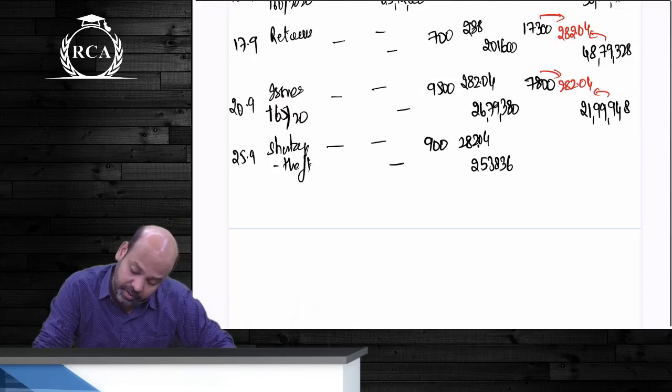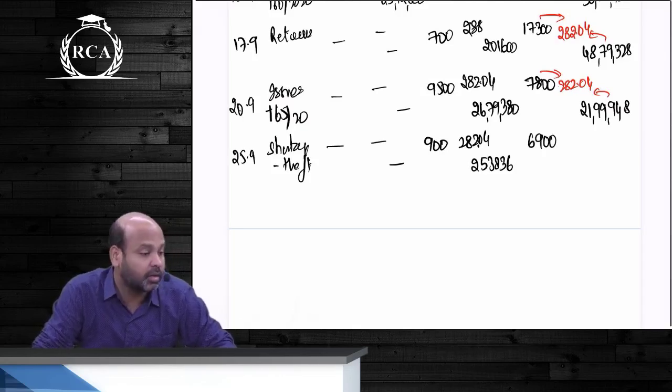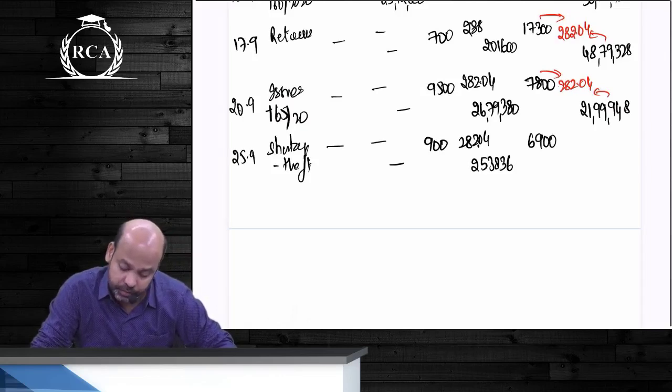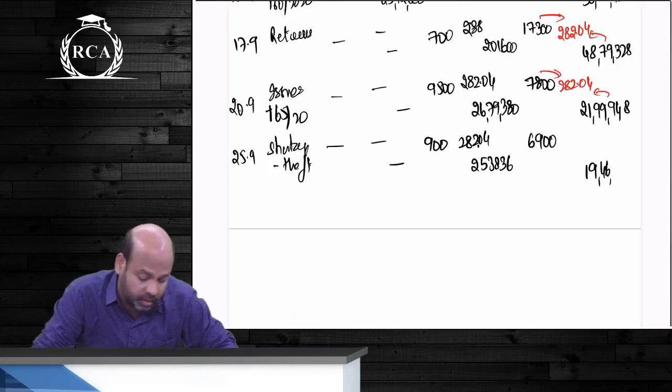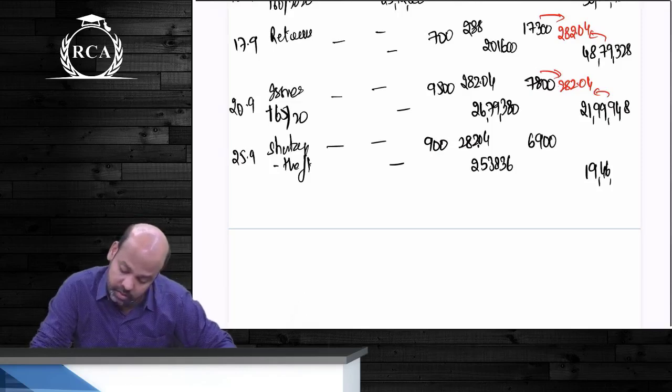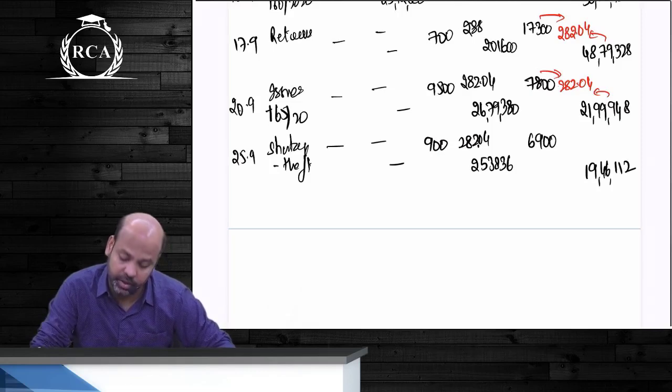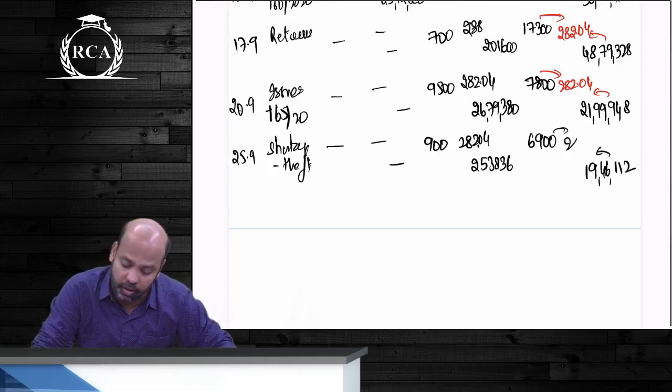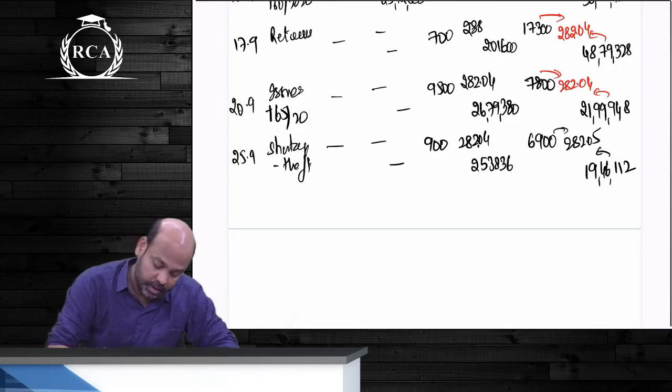So after this, beta, I will have 6,900 units. Total amount column: 19,46,000. 112 guys. How much will be the average cost per unit? Same. 282.05. Now, 30th September, beta, normal loss.